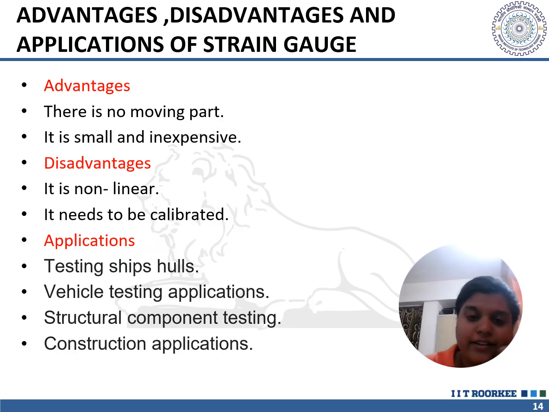Now comes the advantages, disadvantages, and applications of the strain gauge. First of all, when we see the advantages, there is no moving part here, so it is a big advantage, and it is not that costly, also small in size. And disadvantages, it has non-linear behavior and it needs to be calibrated. And applications are in testing ship hulls, vehicle testing applications, structural component testing, and construction applications are very important using this device.